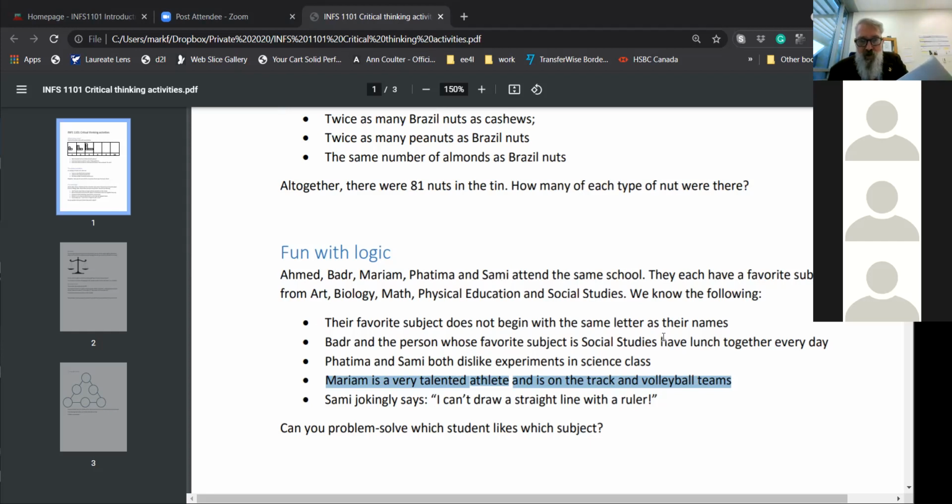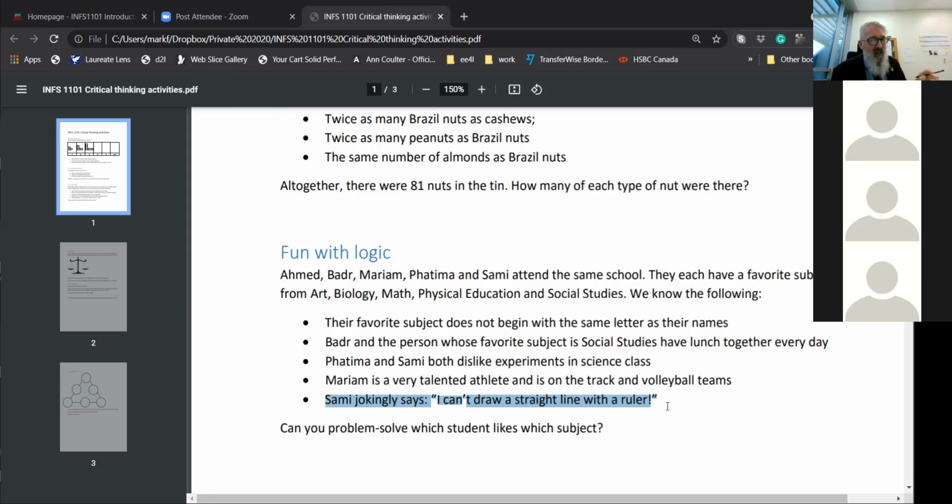Badr and the person whose favorite subject. So that's nice. So the only thing that I would gather out of that is that they probably have some commonality, but I wouldn't attach too much to it. Now, this other one, Sami, I cannot draw a straight line with a ruler. When I looked at that, I said, well, yeah, he doesn't like math, right? Because in math, you have to be able to draw a straight line. The other thing is he probably doesn't like art. So for me, I said, well, Sami, he's not in art, he's not in math, those are not his favorites. And Miriam, we've satisfied Miriam, we don't have to worry about her.